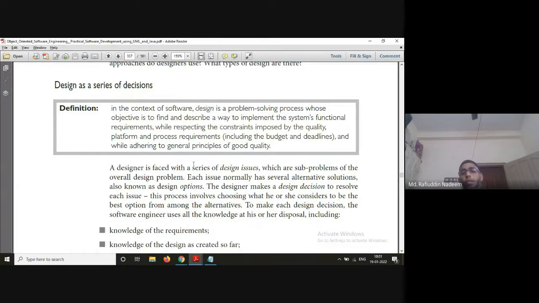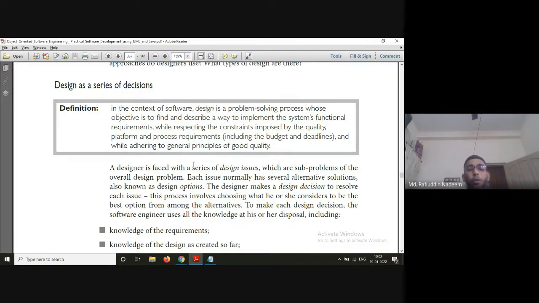So here there are several alternative solutions which are generally known as options. So which option are you going to choose? Now it all depends, because every option which you are going to choose will have some pros and cons. So certainly we will have some advantages and disadvantages here. So the designer makes a design decision to resolve each issue. This process involves choosing what he considers to be the best option from among the alternatives.